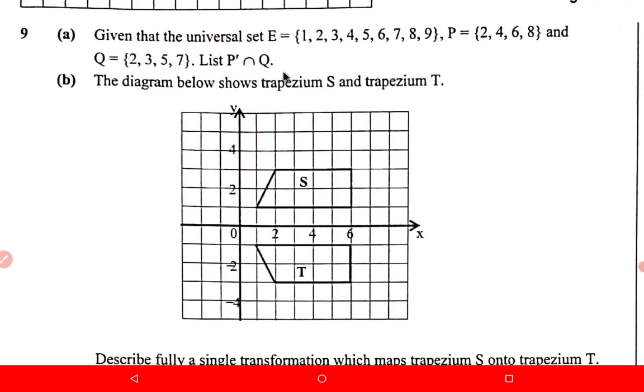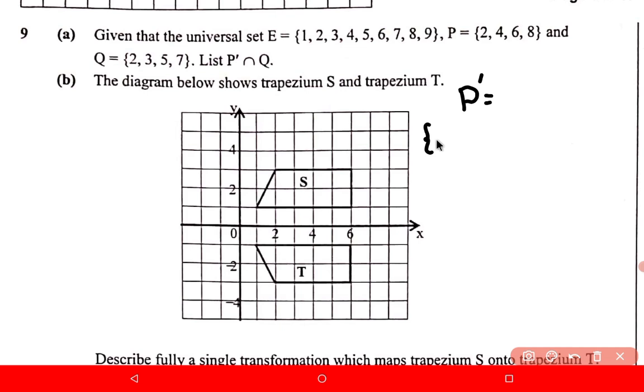So given that the universal set E is equal to 1 2 3 4 5 6 7 8 9, P is equal to 2 4 6 8, and Q is equal to 2 3 5 7, list P complement intersection Q. So this is simple. The first thing that you want to do here is to list P complement. Remember, a complement, the way I like to read it is: do not list members in P. And what are the members in P? 2 4 6 8.